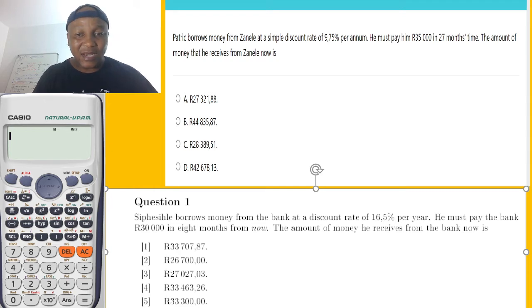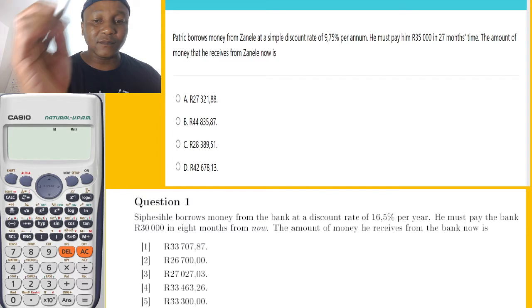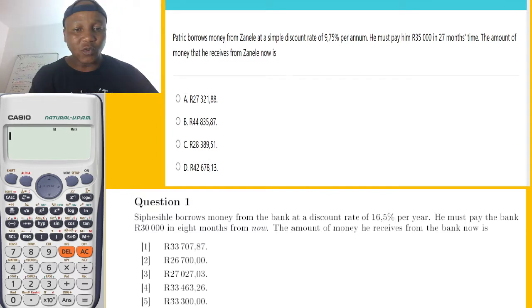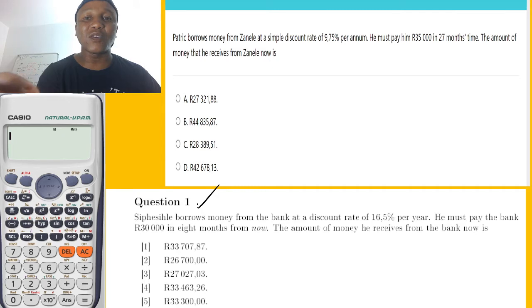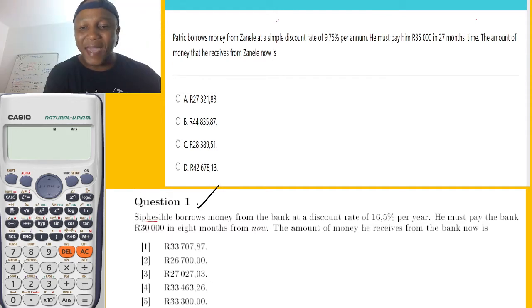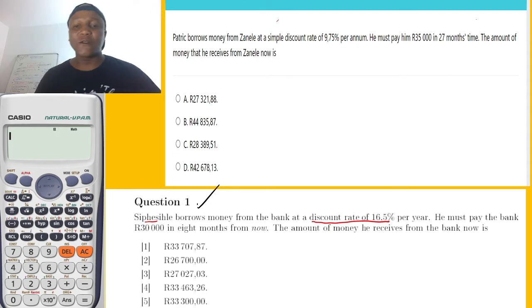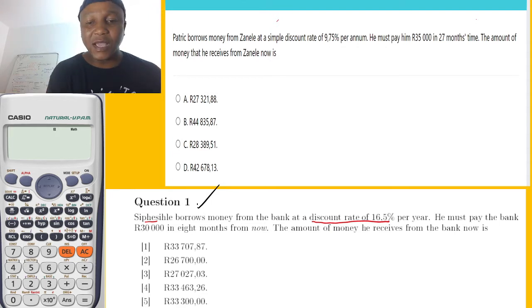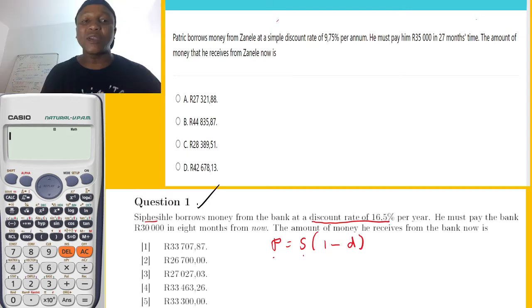Now, let's go. We're going to start with this one right here. Why? Like I say, it's very important, because if you know how to solve this one, it becomes extremely easier to solve the other. Basically, borrow money from the bank at the discount rate. We have a formula for discount rate: P equals S times (1 minus discount rate). P is the present value, and S represents the future value.